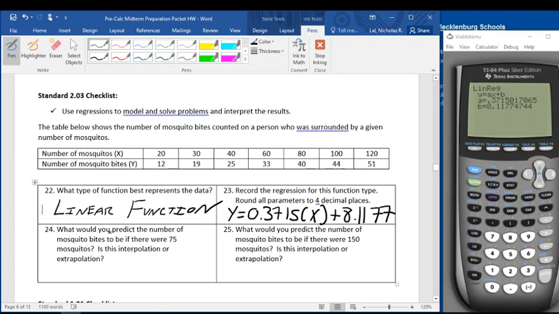For 24, what would you predict the number of mosquito bites to be if there were 75 mosquitoes? Is this interpolation or extrapolation? What I have to do is just plug 75 in for x here. So this would be 0.3715 times 75 plus 8.117.